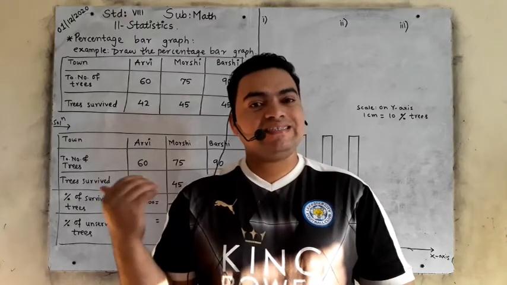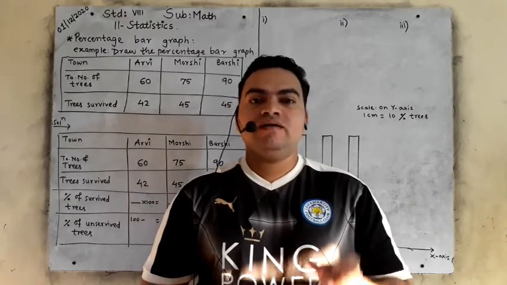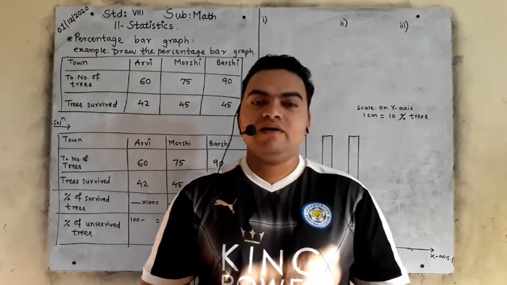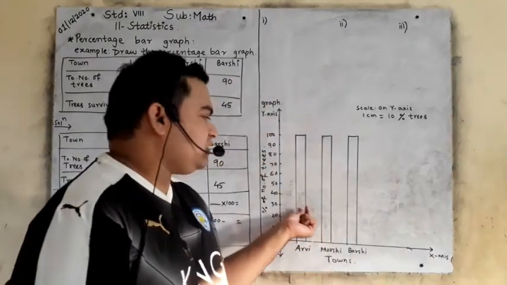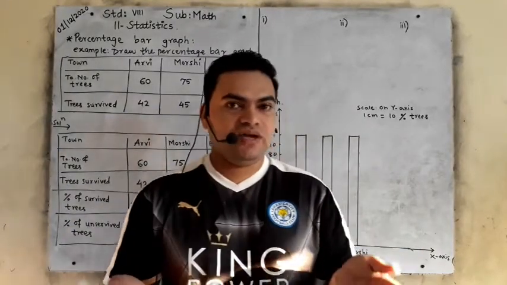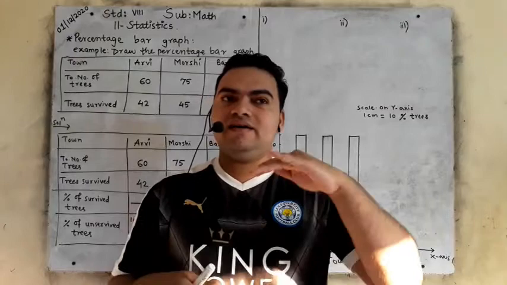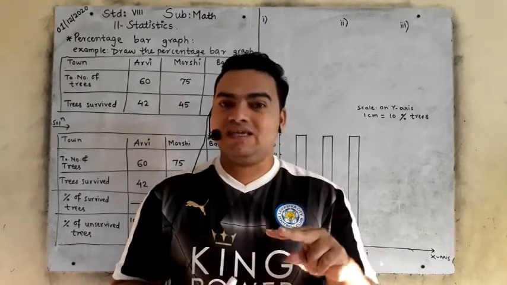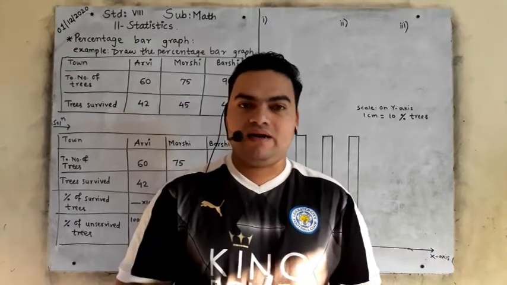Dear students, yesterday I taught you subdivided bar graph. What was the subdivided bar graph? Suppose the bar was like this, but it was divided into two separate parts. One part was filled and the remaining part was empty. So this kind of bar is a subdivided bar graph.